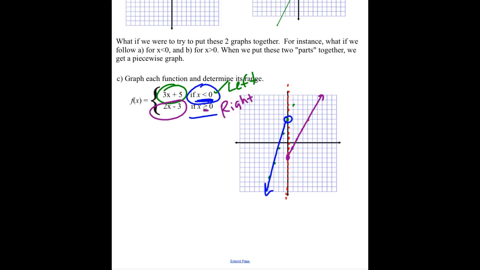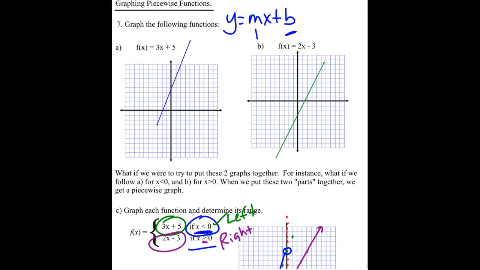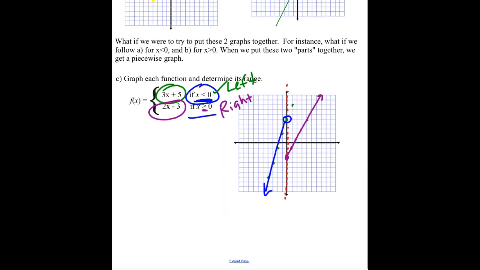So basically what we did is we took a piece of this one. We said we wanted that chunk of that line, and we wanted this chunk, and we put them together on the same graph. All right, it's called a piecewise function because it's in different pieces. Questions so far?